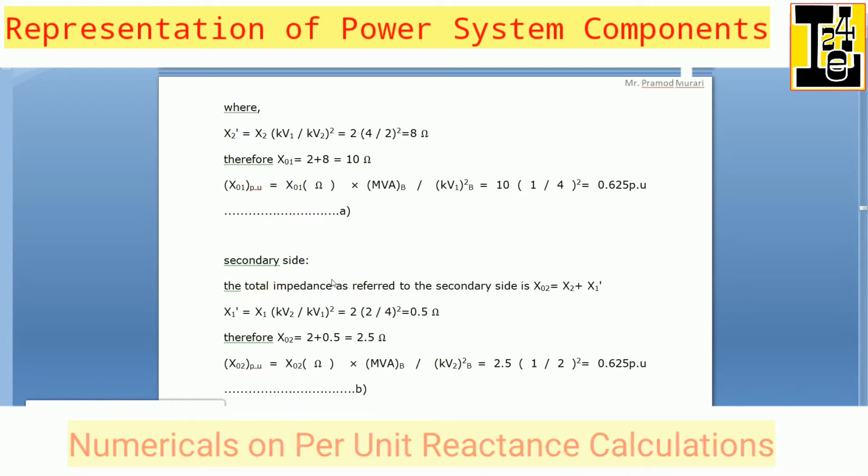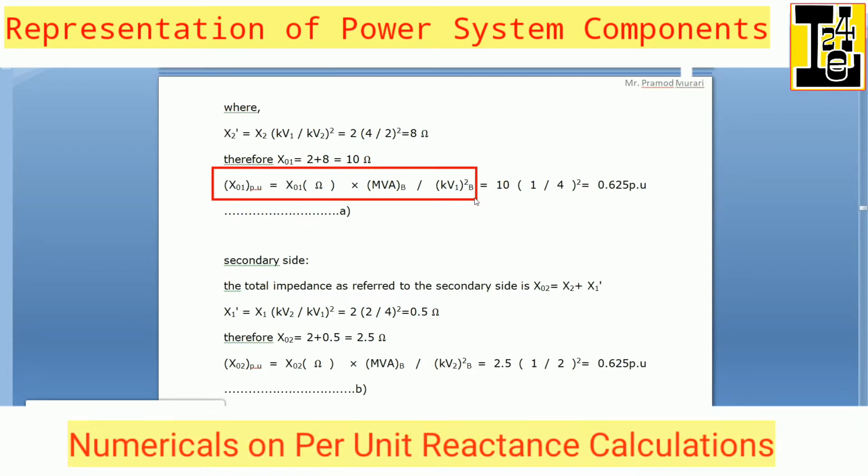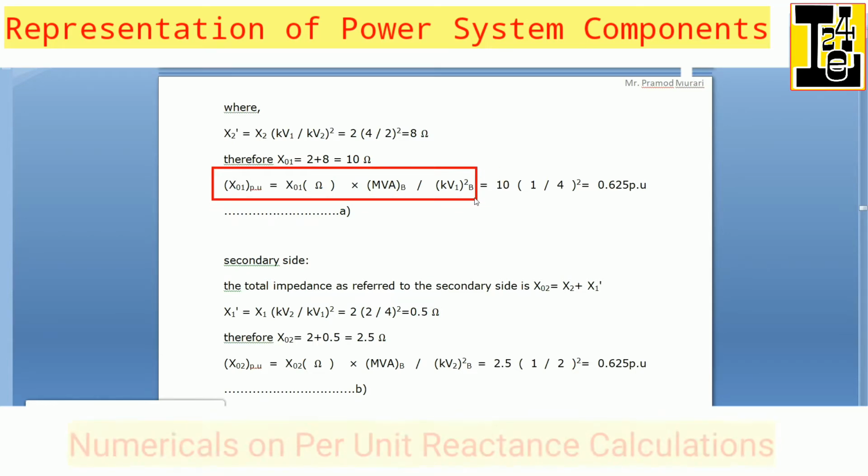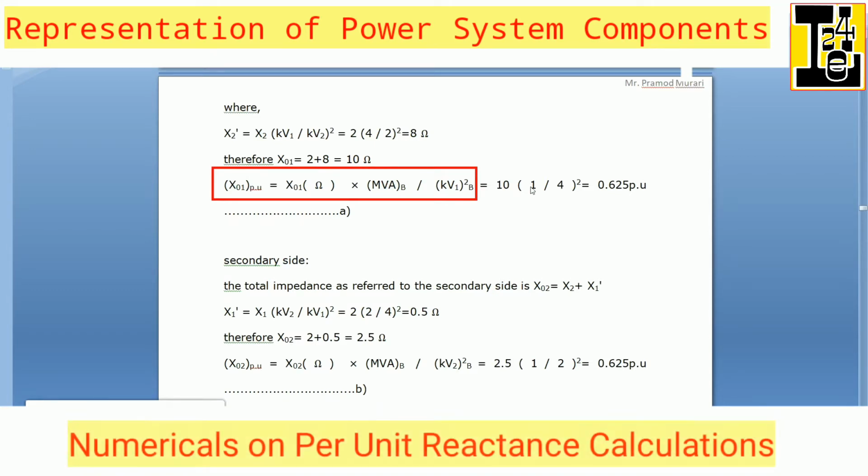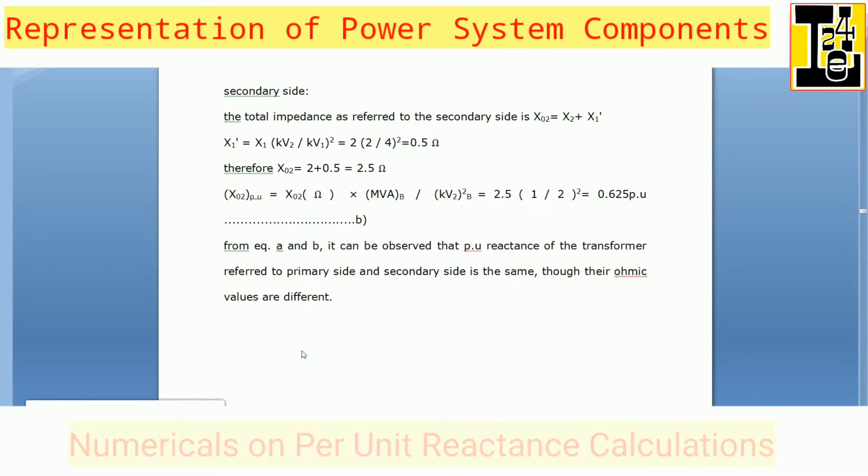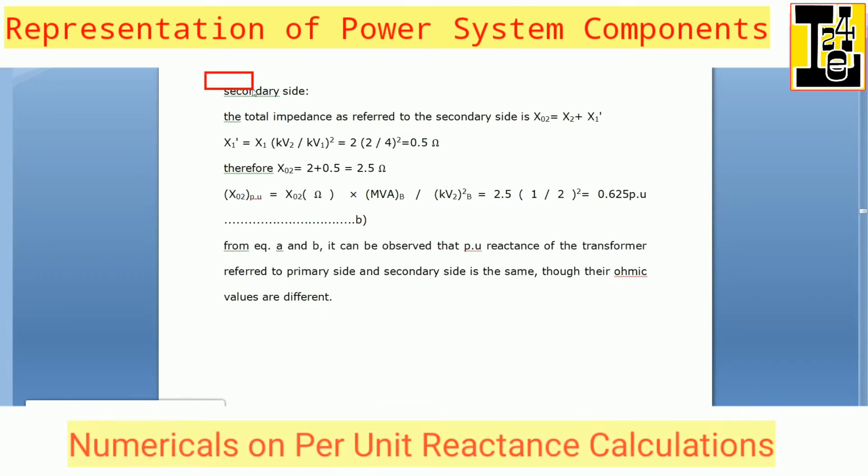Let us calculate its per unit value. So X01 per unit is equal to X01 in ohm into MVA base divided by kV1 base square, which is equal to 0.625 per unit. Let us calculate for the secondary side.